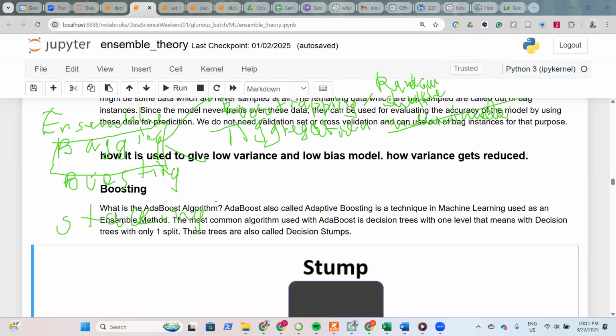Now, today we are going to be looking at boosting. Under boosting, we are going to be looking at three approaches or algorithms. The first one is Adaboost. The next one is going to be gradient boost. We're going to look at gradient boost tomorrow.